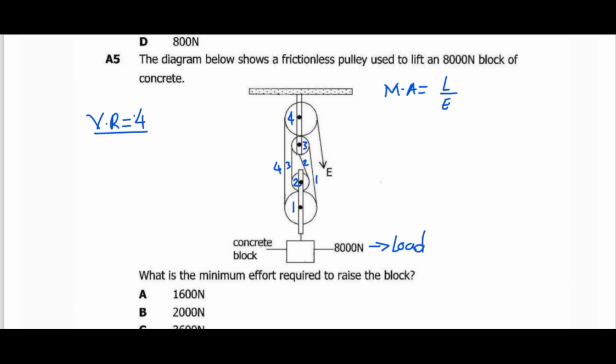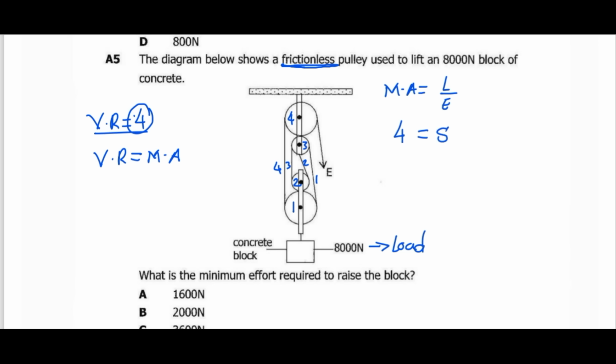Now, if we have velocity ratio as 4, then what is the mechanical advantage? Since we have been given this statement of frictionless, we are assuming that there is no friction. If there is no friction, then we can assume that this simple machine is considered to be ideal. If this is considered to be ideal, the velocity ratio will be equal to mechanical advantage. So mechanical advantage is 4.